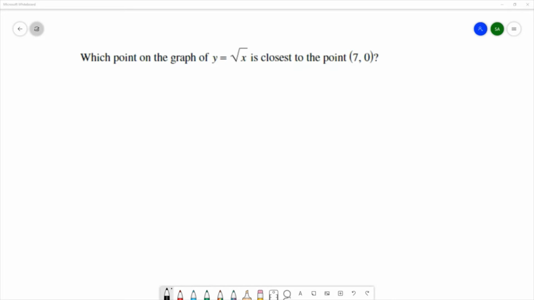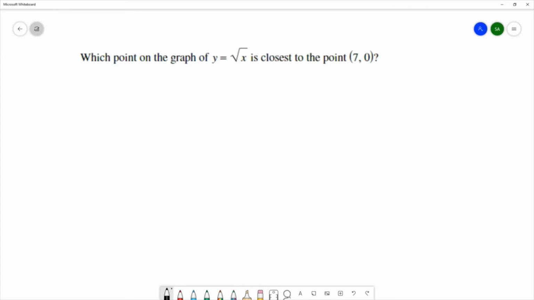On this question, we're going to use some calculus techniques to answer the question. It says which point on the graph of y equals square root of x is closest to the point 7, 0.